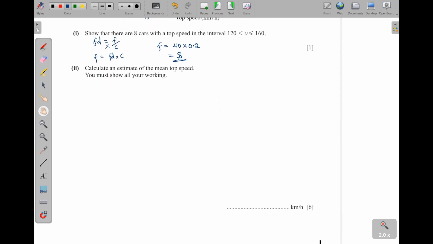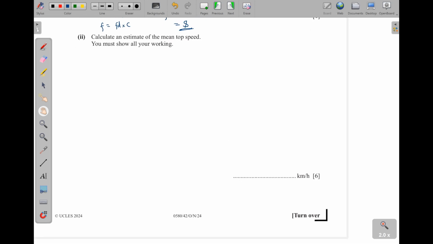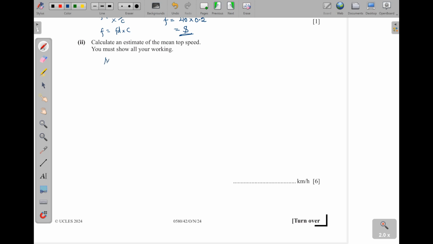Then calculate an estimate of the mean top speed. So mean is equivalent to summation of fx divided by the summation of f. And we need to find the frequencies for each of them. Okay, so how do we find these frequencies here?